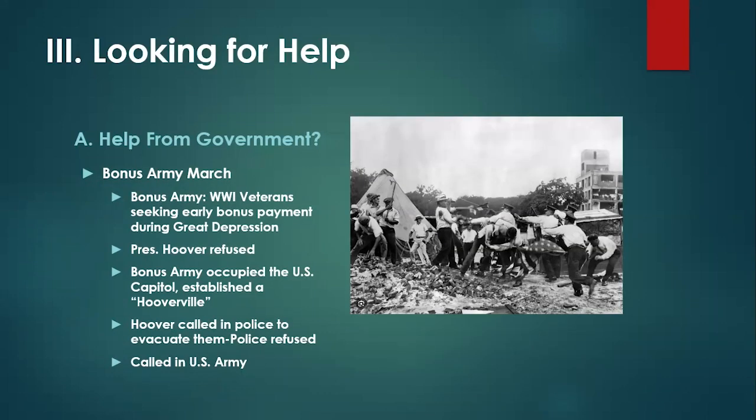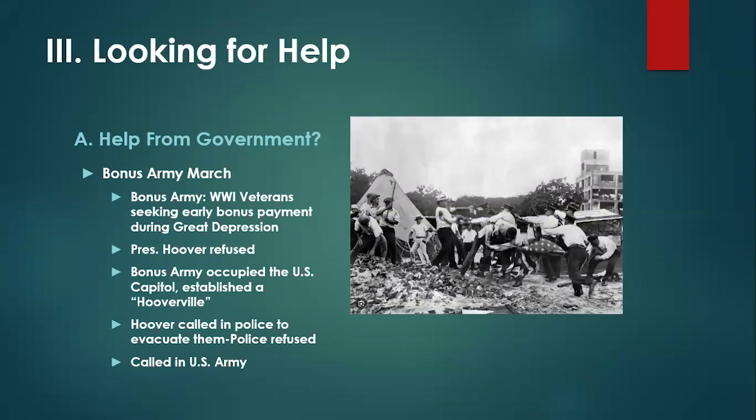Hoover really lost a lot of support when it came to his response to an incident known as the Bonus Army March. So the Bonus Army were a group of World War I veterans who were seeking an early bonus payment during the Great Depression. They had been promised a bonus for their service in World War I. They were just wanting to receive it a little earlier, considering the conditions that many of them were facing throughout the Great Depression. And President Hoover adamantly refused to allow this to happen. He made it clear that you are not receiving anything early from the federal government.